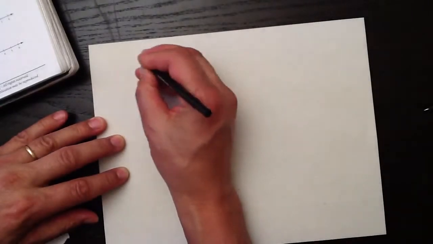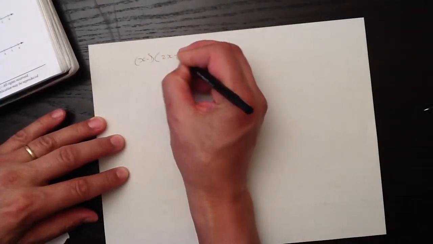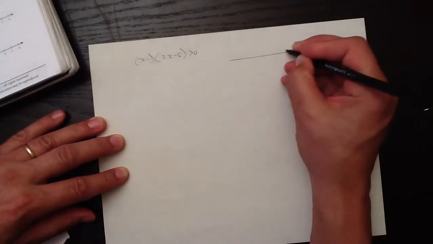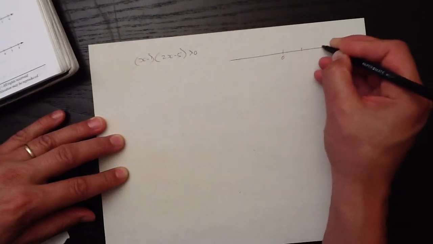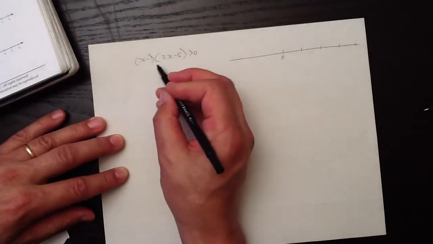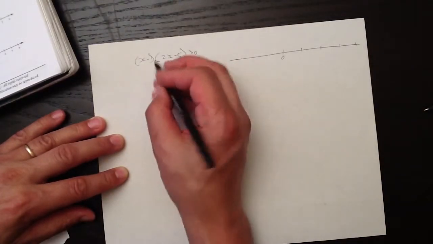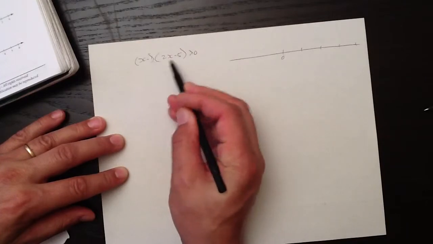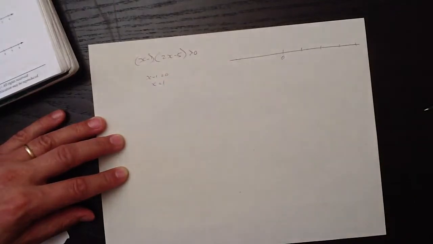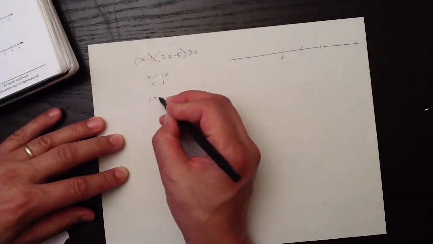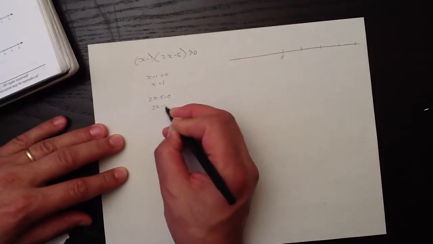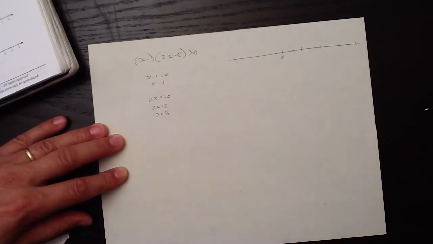It says x minus 1 times 2x minus 5 greater than 0. Draw out a number line here. I'm just going to put 0 here, 1, 2, 3, 4, just like that. So, essentially, in order to find out how this can equal 0, it's either x minus 1 equals 0, so x equals 1, or 2x minus 5 equals 0, so 2x equals 5 and x equals 5 over 2.